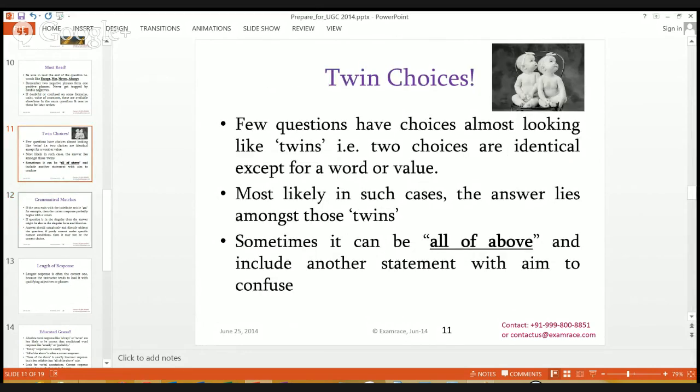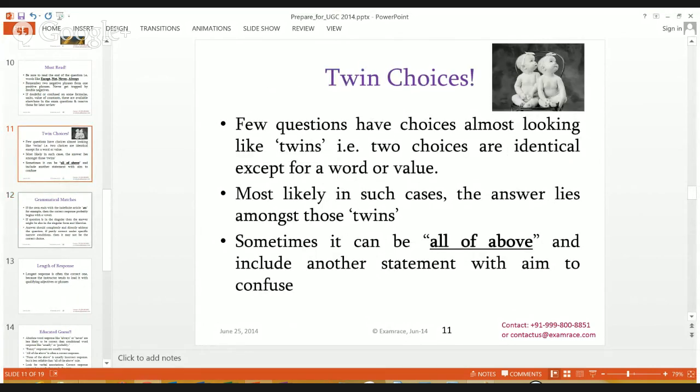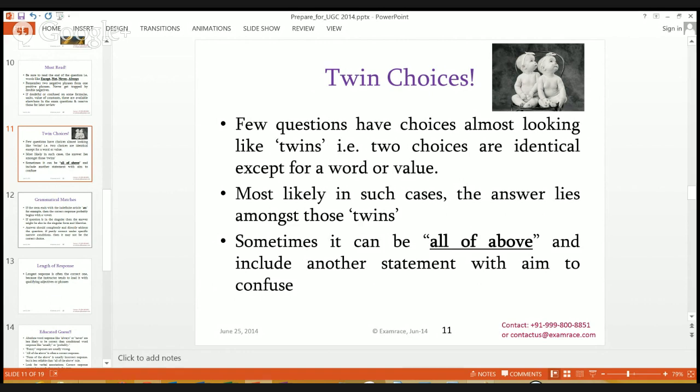Now, twin choices. Twin choices means there are four choices. I am sure that choice 1 is not the answer. I am doubtful about choice 2 and choice 3, and the fourth choice is all of the above. That means in that case, out of B, C, and D, anything can be the answer because I am doubtful whether both of them are true, one of them is true, I am not sure. So in these cases, you must consider all of the above also as one of the statements.